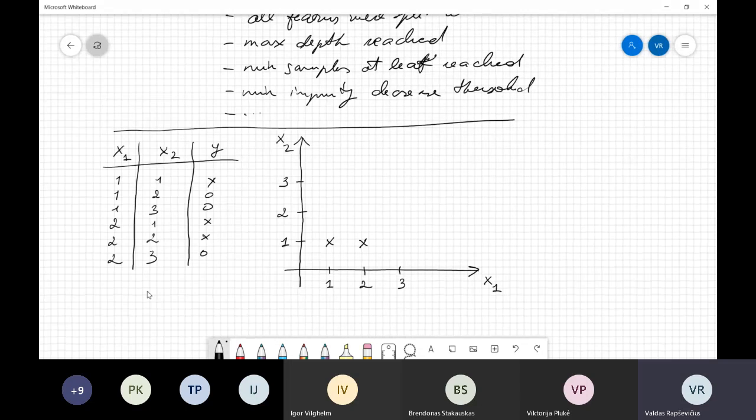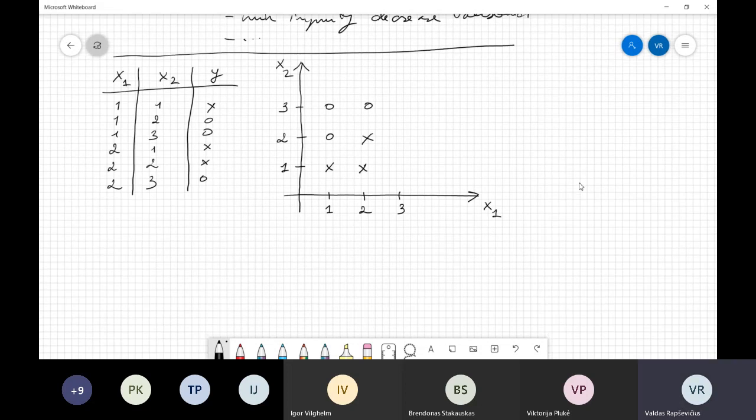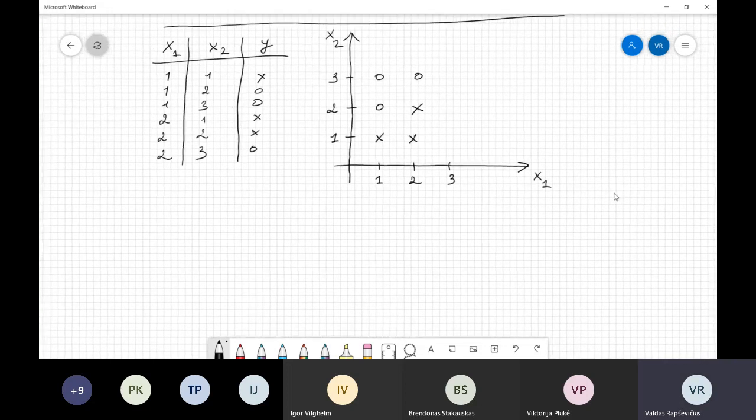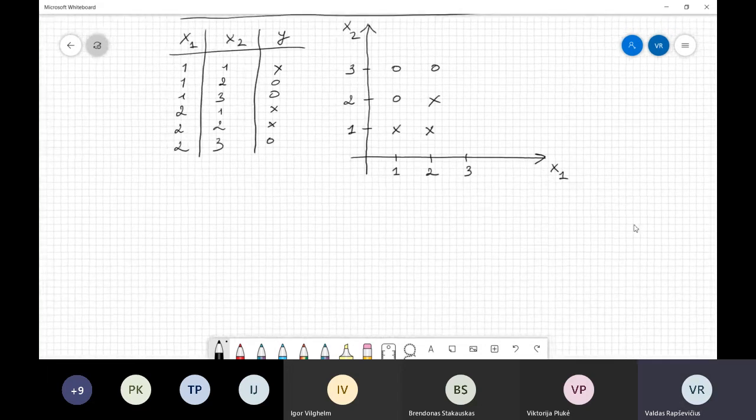Okay, 1 and 2 is a circle. Okay, 2 and 2 is an x. Okay, and these two are circles. So this is the situation, and we will be running the decision tree algorithm in order to find out how to split it, right? So, okay, let's do it.